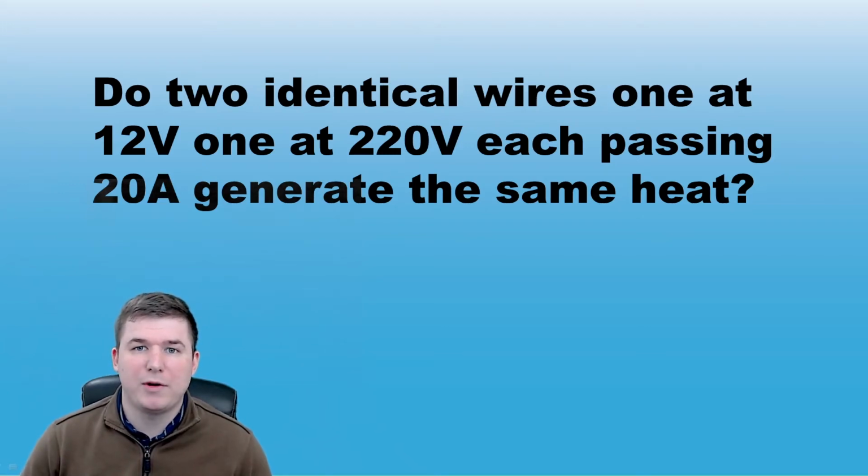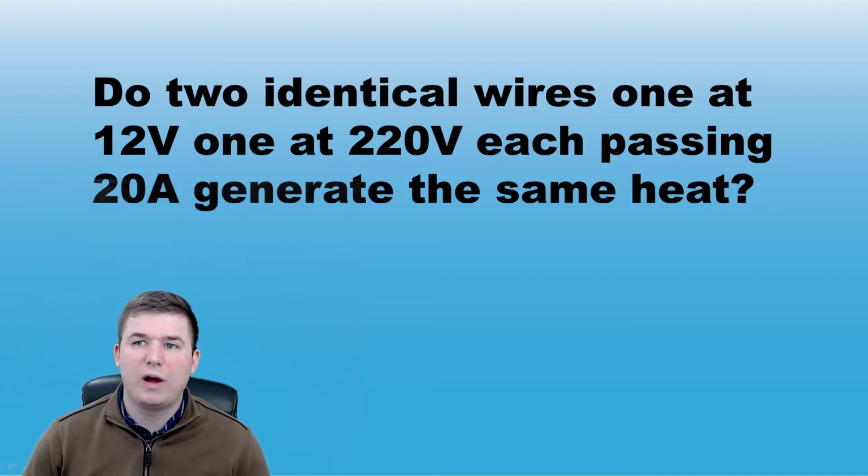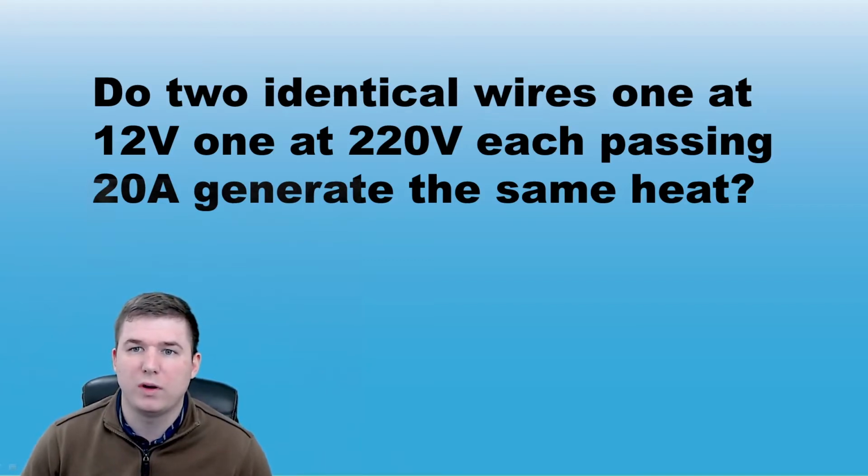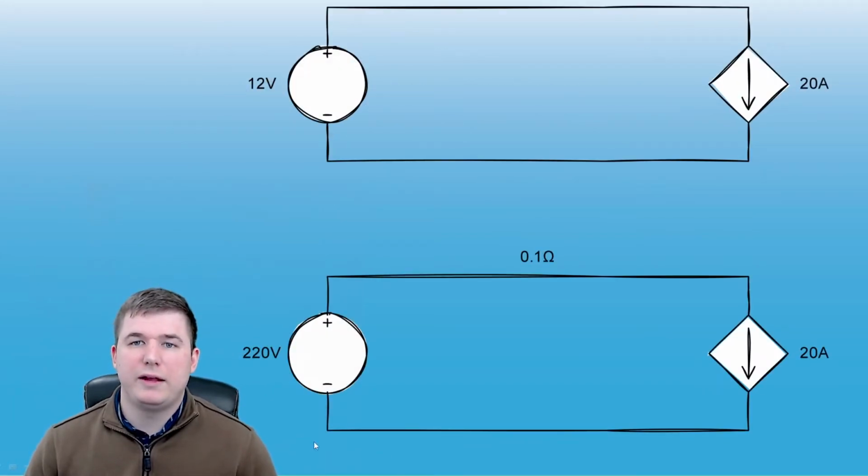Hello everyone, I came across this question today and thought it was worth analyzing. Do two identical wires, one at 12 volts, one at 220 volts, each passing 20 amps, generate the same heat? Let's find out. And here's our two circuits.